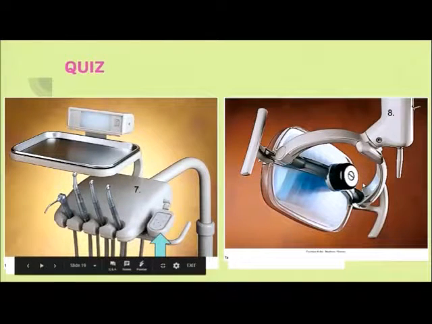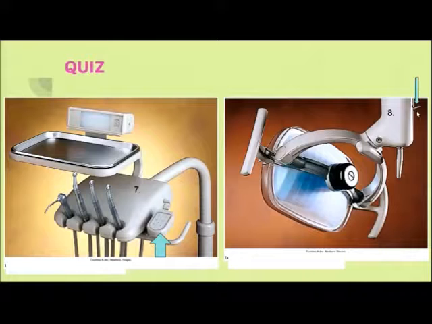And we've got the intensity switch. This changes the intensity of the light from high intensity to low intensity. And then here we have the on-off switch. So this is how I turn the light on and how I turn it off.